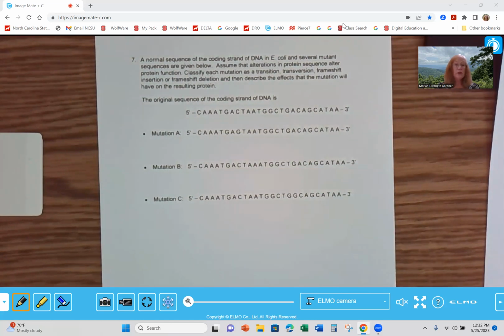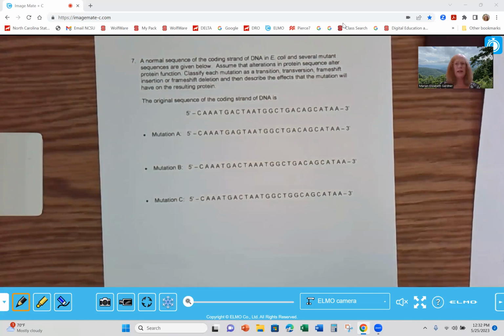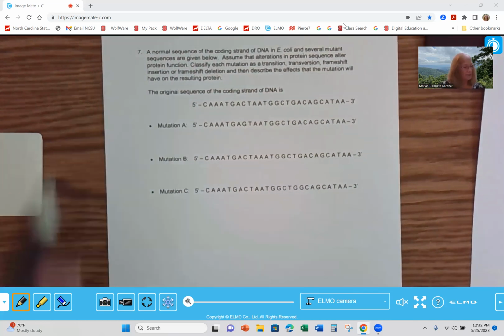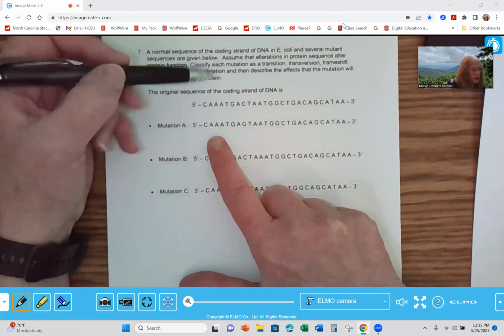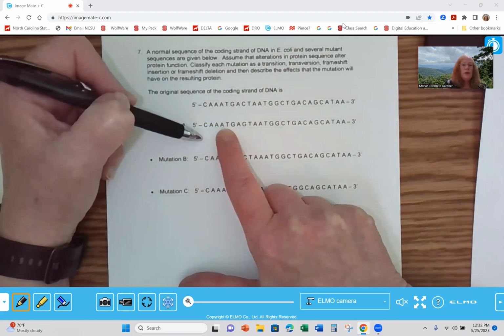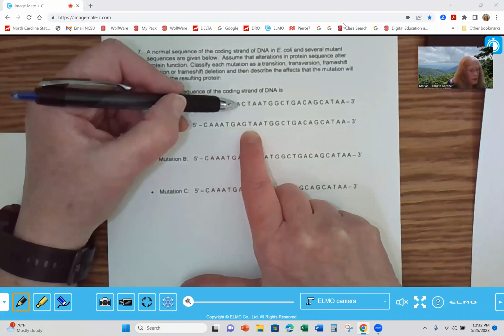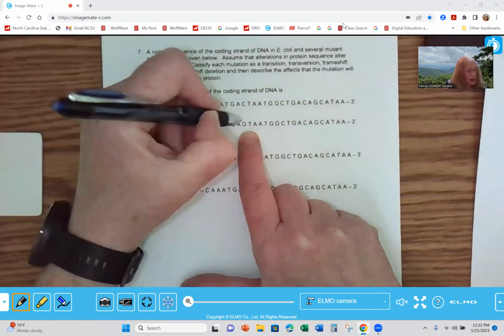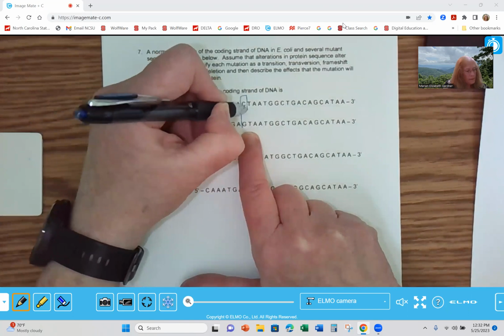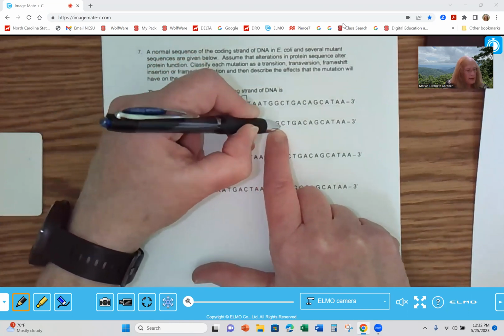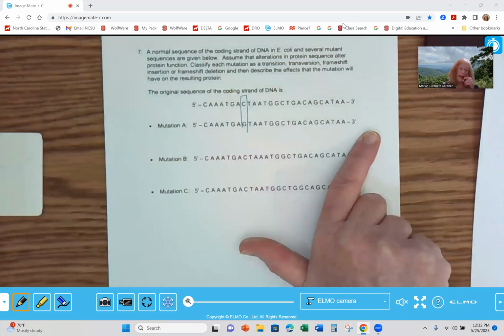So I'm going to do the first one, and then I'm going to let you do the others on your own and check yourself with the key. And of course, you can email me if you have any questions about it. Well, let's look at this first one. I'm comparing the normal to mutant A. Looks like TGA. Whoa, here's a difference right here. And everything else is the same.